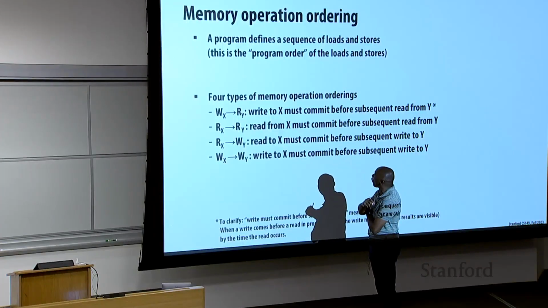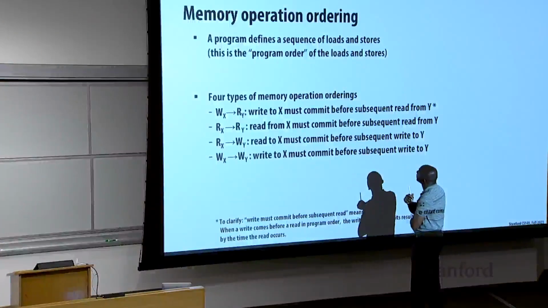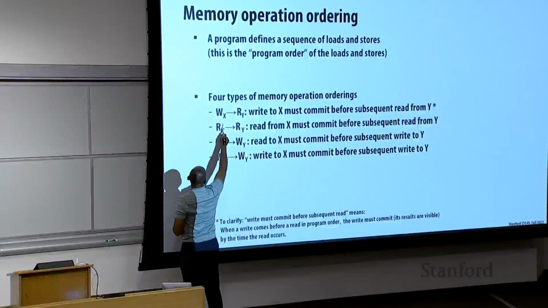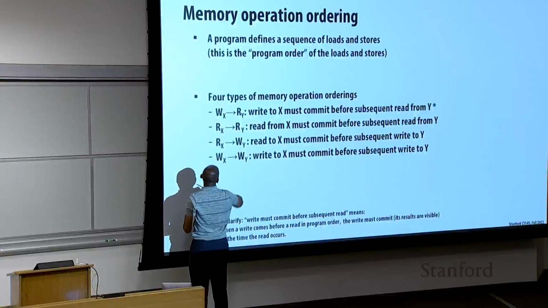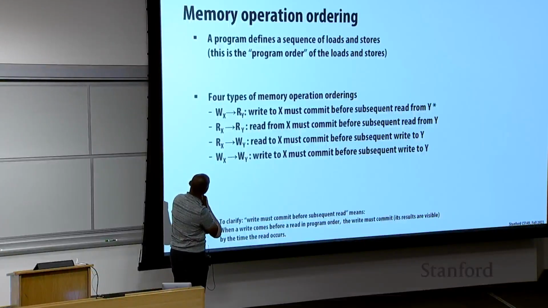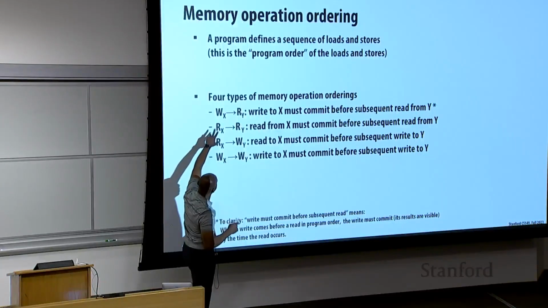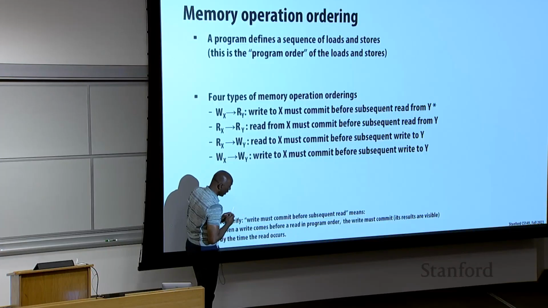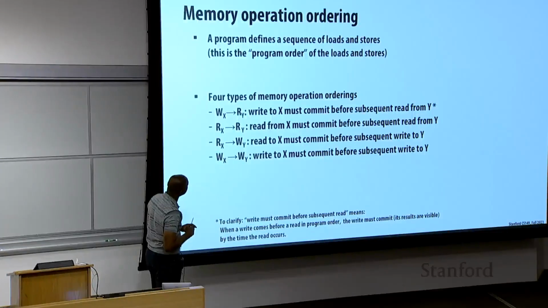So you have four types of operation orderings. A write of X to a read of Y is called write to read memory ordering. That says that the write of X has to commit and change the state of the memory before the read of Y takes place. So that's a kind of write to read memory ordering.